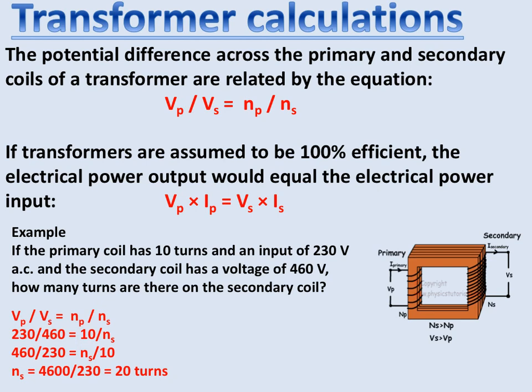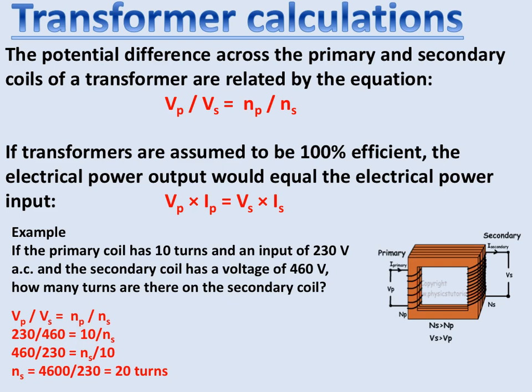Now, if we assume that transformers are 100% efficient, electrical power output would be equal to electrical power input, and therefore we can use the equation that's shown here, that Vp times Ip, so that's the potential difference on the primary coil multiplied by the current on the primary coil, is equal to the potential difference on the secondary coil, Vs, multiplied by the current in the secondary coil, Is.